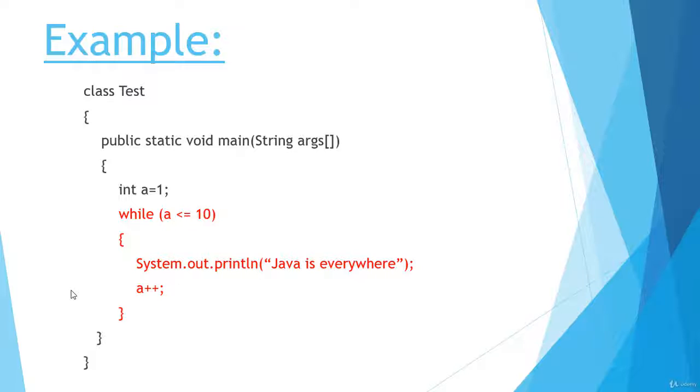It comes back to the condition and checks 3 is less than or equal to 10. Yes, so it comes again inside the body of the while loop and prints Java is everywhere. And this process will continue. And when the value of a becomes 11, now 11 is not less than or equal to 10, so the condition is false, so it breaks the loop and comes outside of the body of the loop.